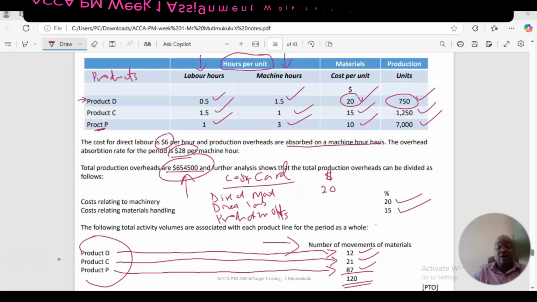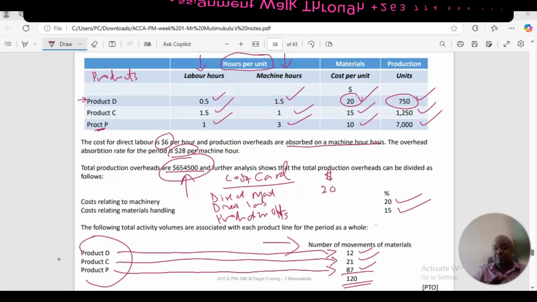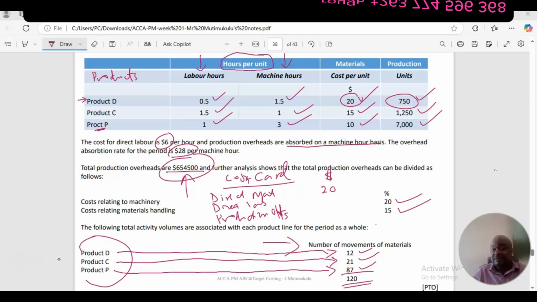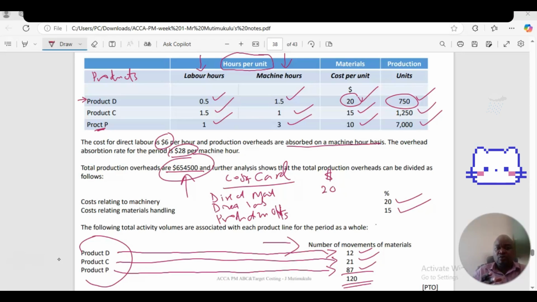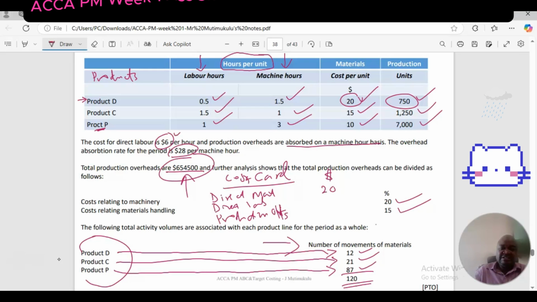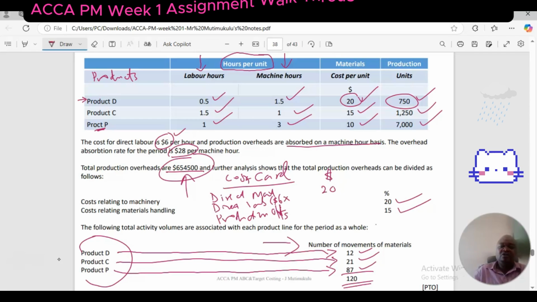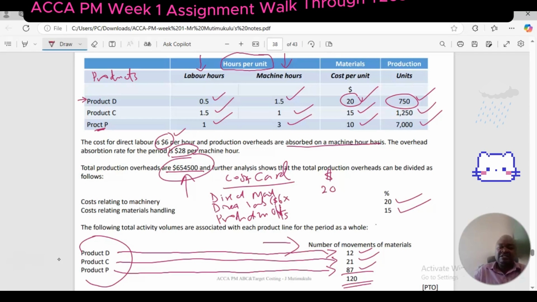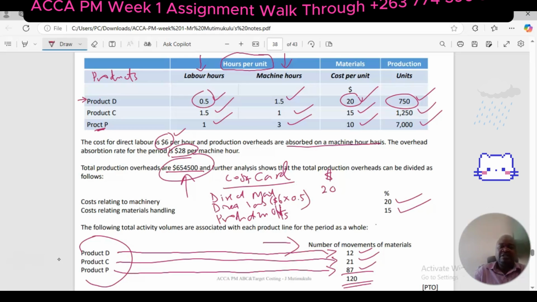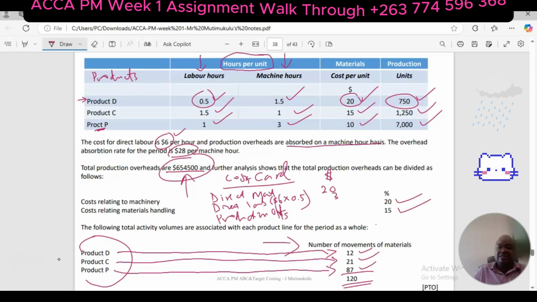So I was saying, you need to ask yourself about direct materials: the cost per unit is given, because this time they didn't give us information about kgs and so forth. They simply told us that the cost per unit is $20 in terms of material. Then when it comes to labor hours, we are charging $6 per hour multiplied by the number of hours, which is 0.5 hours, and we get $3 there.